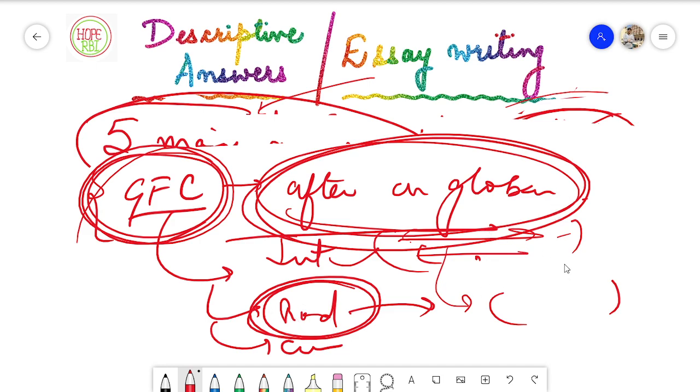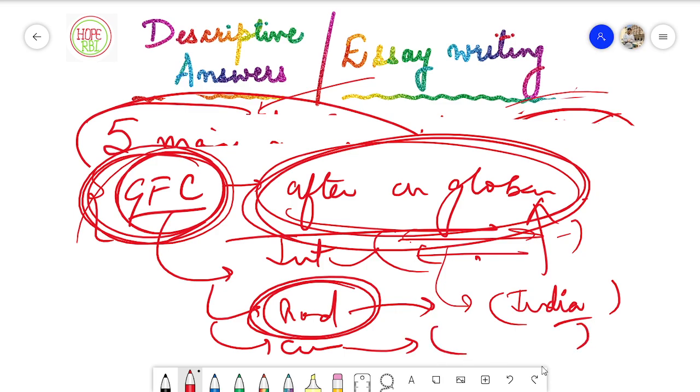After that, you can also incorporate the India scenario. How did India cope with the global financial crisis, and what was the situation of India's globalization at that point of time? How was India's economy suffering? And after that, in conclusion, you can write that this is how things recovered, and these were the things that were creating a sense of hellhole in that particular economy.